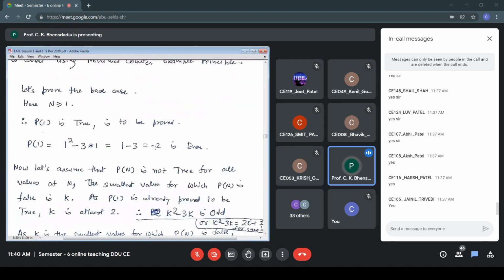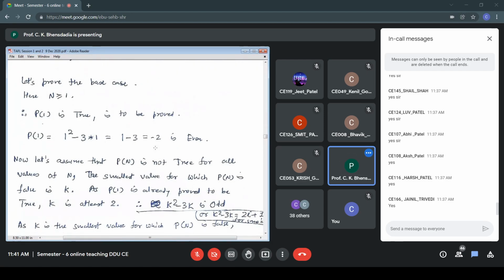For n equal to k, the statement is false. The statement is that n square minus 3n is even. So for n equal to k, that becomes k square minus 3k. That is not even, which means it is odd. And when we say it is odd, we can write k square minus 3k equal to 2i plus 1 for some integer i, where i belongs to Z. So up to this point, fine.